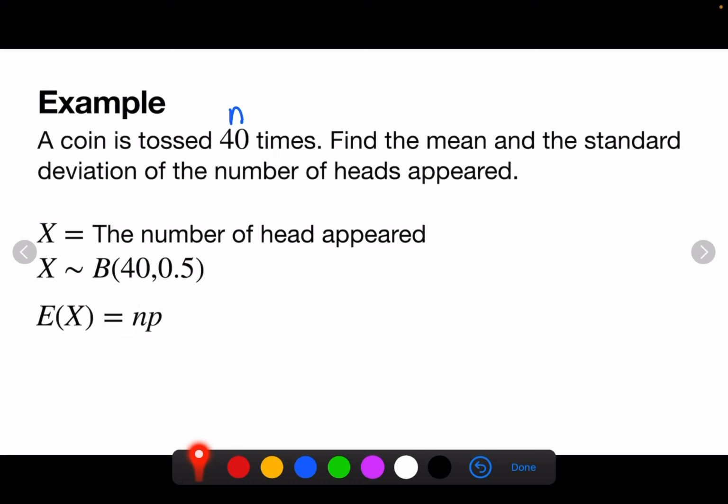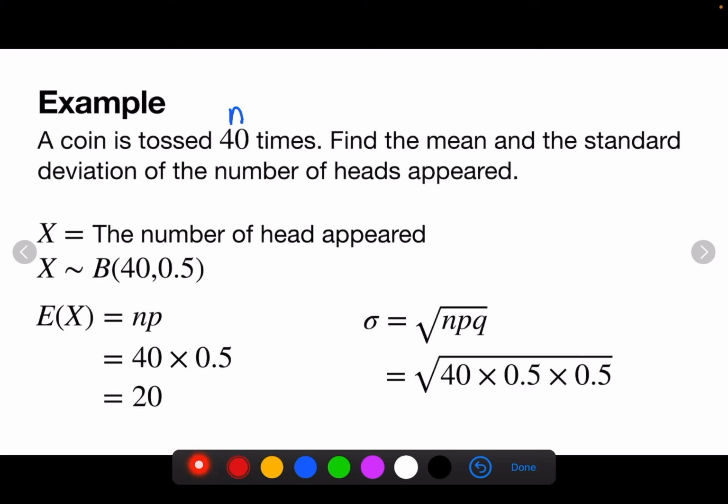Find the mean, the expectation of X, which is equal to NP. So multiply N and P. We're going to get 40 times 0.5, which is 20. Standard deviation is the square root of NPQ. So the square root of 40 times 0.5 times also 0.5, where 1 minus 0.5 is also 0.5, which is the Q. You're going to get 3.162. That is the standard deviation.